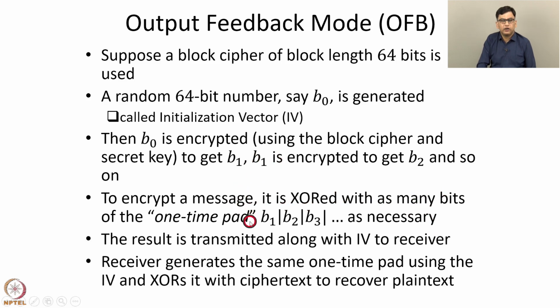Once the receiver receives the initialization vector, the receiver is able to calculate the same one-time pad by using the same process as the transmitter used, and then the receiver XORs the one-time pad with the ciphertext to recover the plaintext. So at the sender, the ciphertext is the XOR of the one-time pad with the plaintext. Now, if the ciphertext is XORed with the one-time pad, then clearly we'll get back the original plaintext.